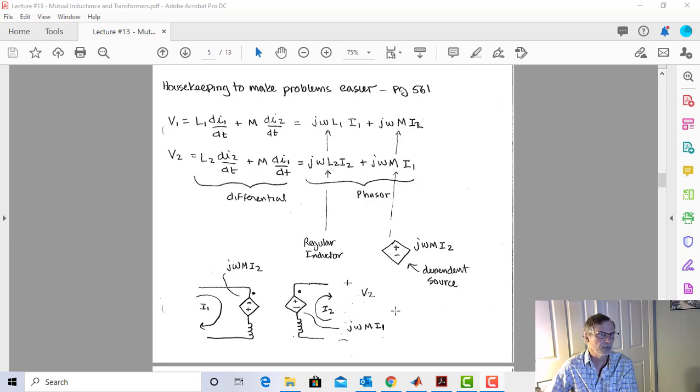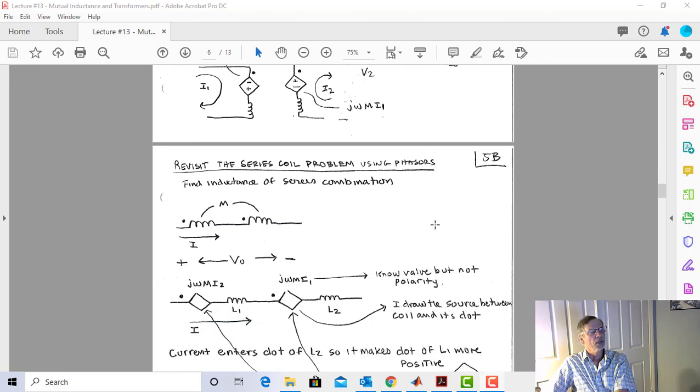Similarly, I have I2 going through this inductor, and I2 enters the non-dot, so it's going to make the non-dotted terminal of L1 more positive. And so that's why at the dot here, I see my negative sign.